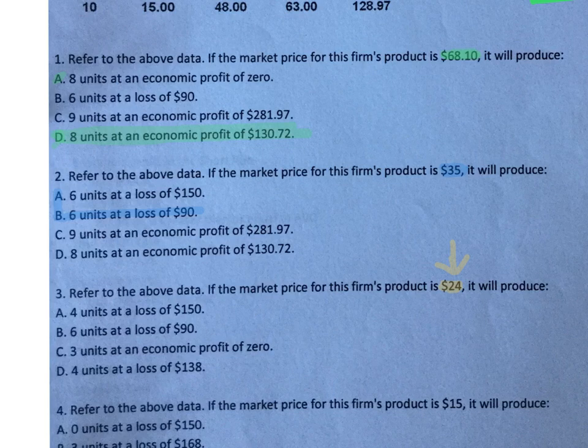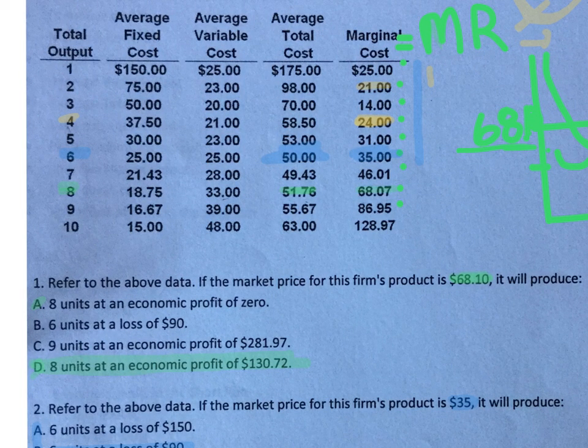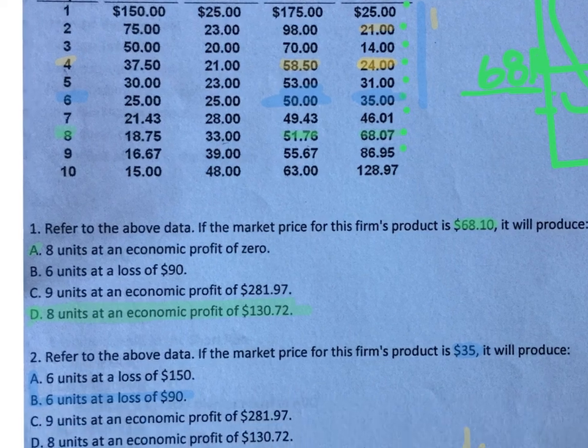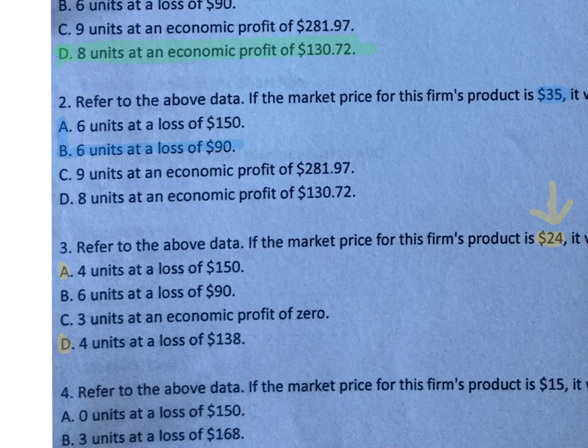All right, so looking back at number 3, we have 2 items that allow me to choose 4 units. That'd be 4 units at a loss of $138 or 4 units at a loss of $150. So we're looking again at the difference between $24 and our average total cost at that point, which is $58.50. If you do the math, what you'll find is the difference between those two numbers times 4 will equal $138. And so D is the best answer.